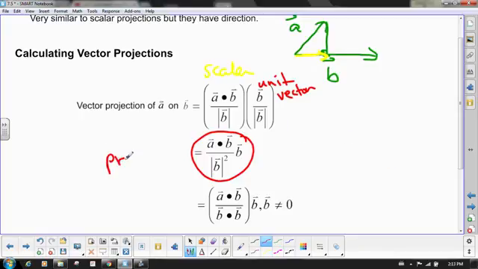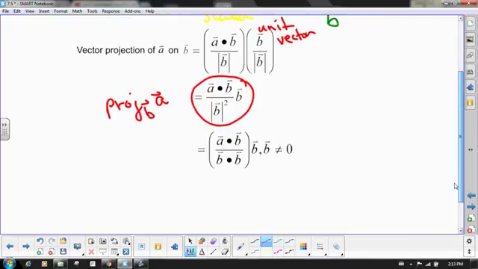So again, projection of A onto B. The B will be in the denominator, the A up top. You'll notice this time I don't have any magnitude bars, because it's an actual vector that we're going to end up with this time.